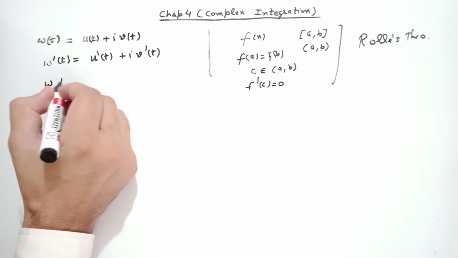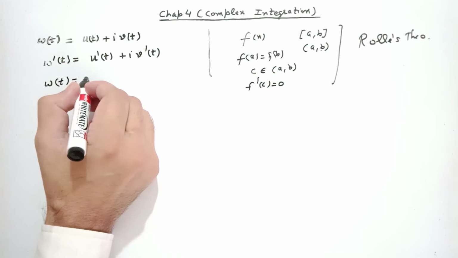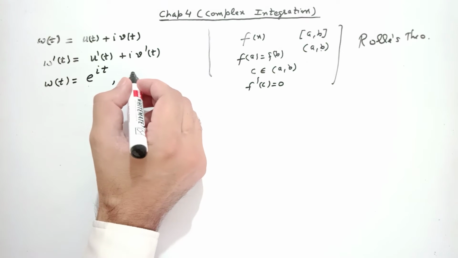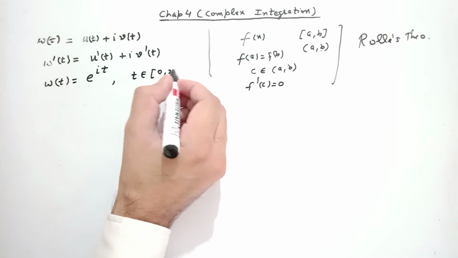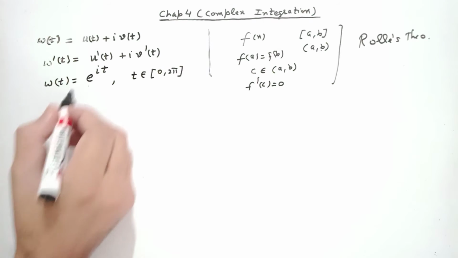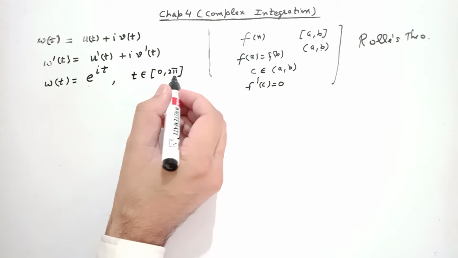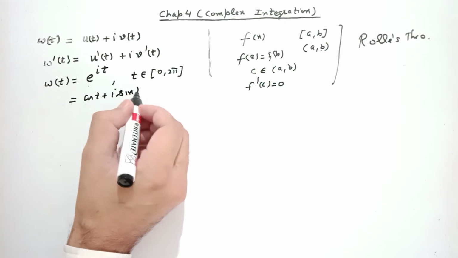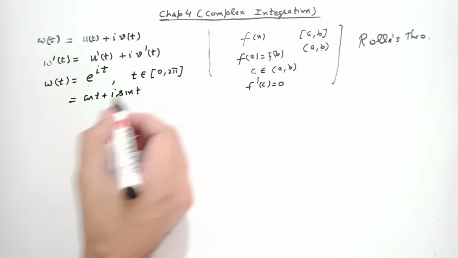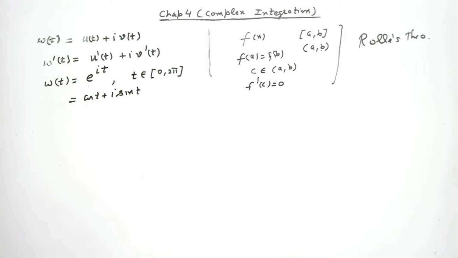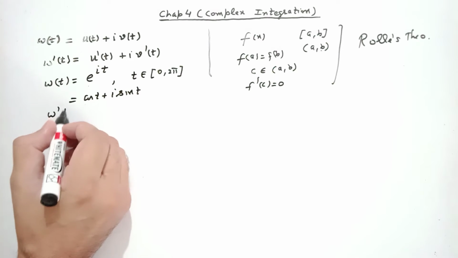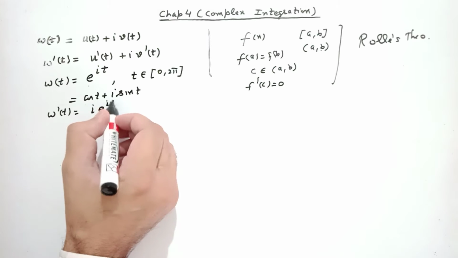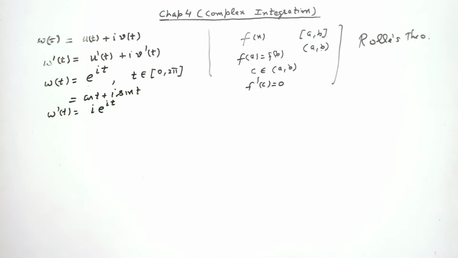See this example. Consider the function W(t) equal to e power iota t, and t belongs to the interval 0 to 2 pi. Now clearly W(t) is continuous on the closed interval 0 to 2 pi. What is it? It is cos t plus iota sin t. So cos t, sin t are continuous functions on this interval, and W(t) is also continuous, of course. It is differentiable in the open interval. What is its derivative? Iota e power iota t. This is well defined for each t in this interval.